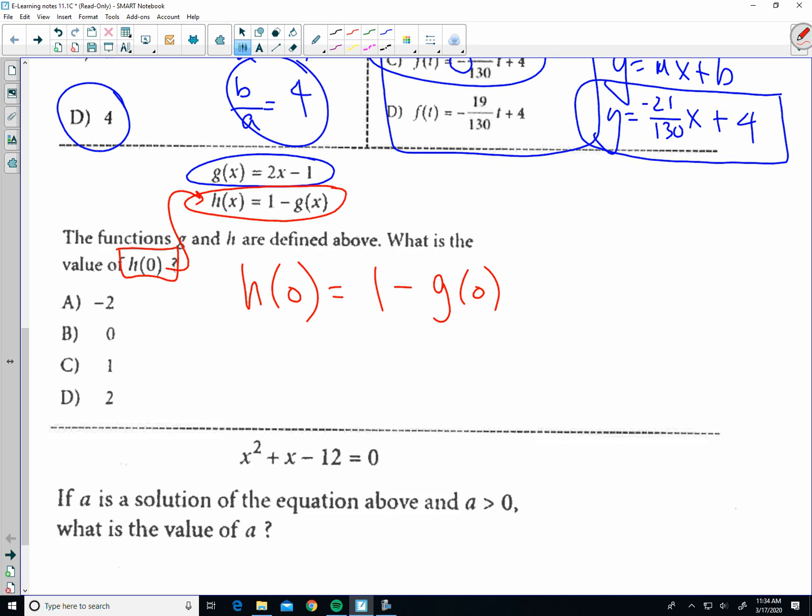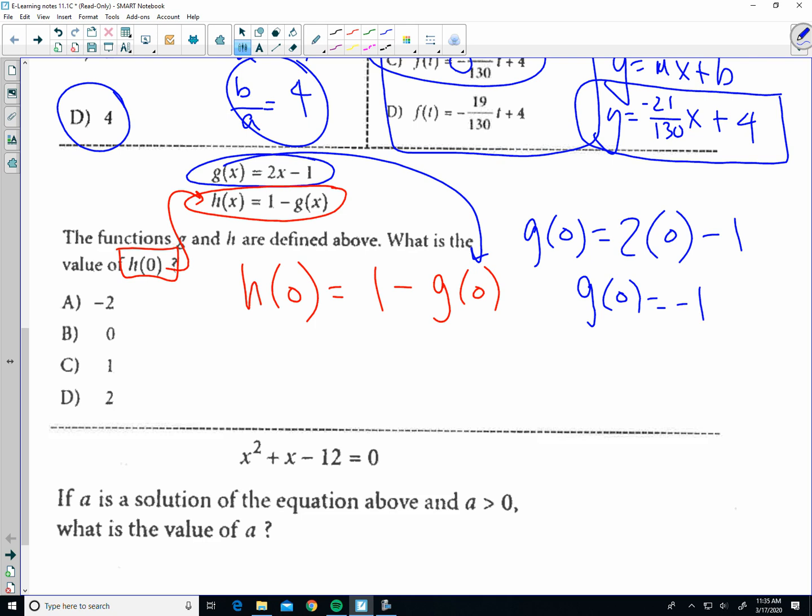g of 0 now has to come from the blue function. So we have to find out what g of 0 is. So my g of 0 value now turns into 2 times x, and again, x is taken on the place of the numerical value of 0 minus 1. So g of 0 now is equal to negative 1.